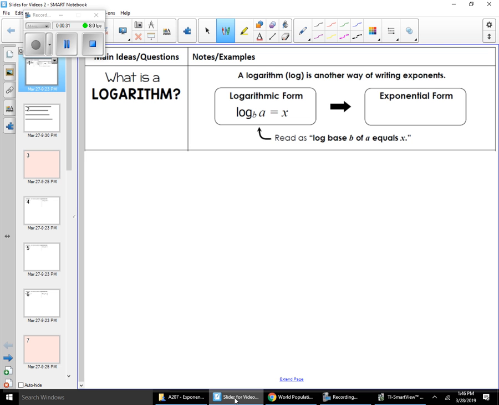Instead of building a table and running to the calculator, we have this thing called a logarithm. Logarithm is a pretty scary word, but a logarithm is just another way to write exponents. Algebraically, what we do is we use logarithms to get variables out of the exponent so we can do algebra as normal. So the logarithm has an interesting form.